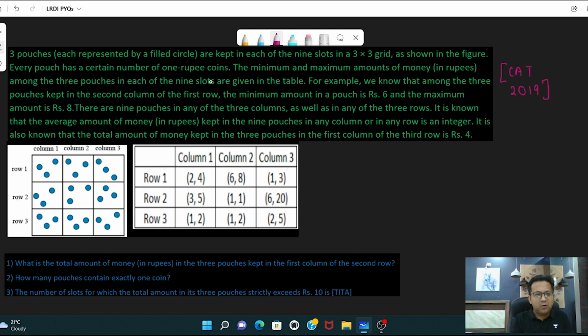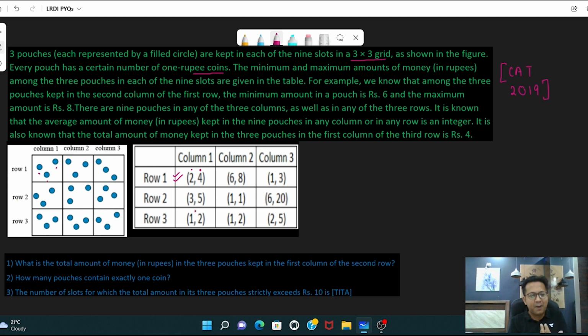That every pouch has a certain number of 1 rupee coins and we have a 3x3 grid, right? So if you see, each cell has 3 pouches. Can you see this? Each cell has got 3 pouches. And they say the minimum and maximum amount of money among the 3 pouches in each of the slots are given in the table. As an example, this is your first slot, right? The minimum amount, remember there are 3 pouches, the minimum amount in the 3 pouches is rupees 2 and the maximum amount is rupees 4.